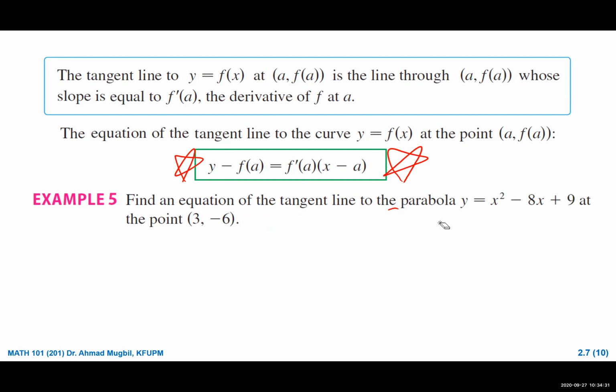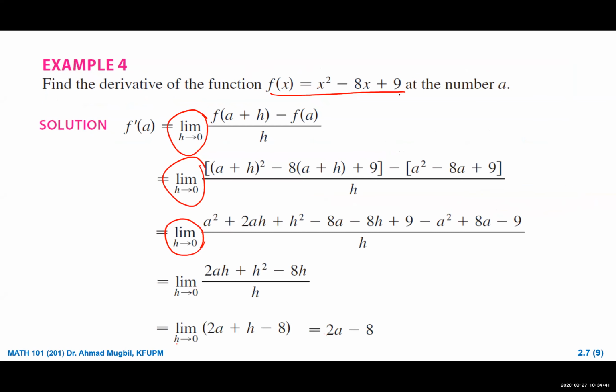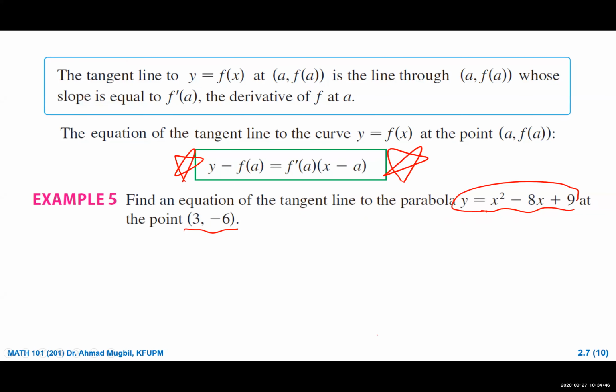Find an equation for the tangent line to this parabola at this point. We have seen this before in the previous example. If you look, this is exactly the function that we have here. So we have the derivative. If you remember, what was y prime? Y prime was 2x minus 8. Now at a specific point, this is A, this is f of A. Now this is of course f of x.